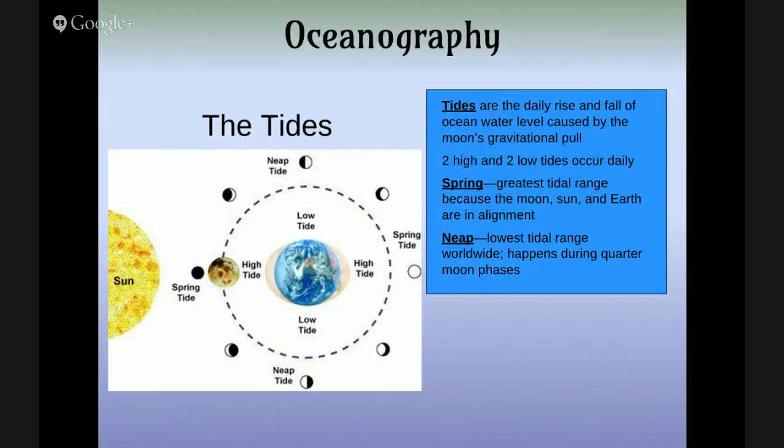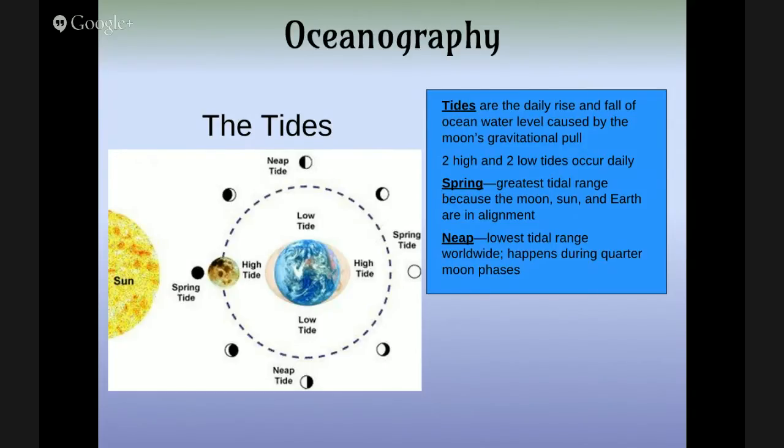We also have neap tides. Neap tides are the lowest tidal range. So in this case, the high tides are lower and the low tides are higher. One of the ways that we remembered this is we said spring, string, strong. So when the sun, moon, and earth are all in a line, then we know that we have a spring tide, and that can happen during a full moon or it can happen during a new moon. The neap tides happen during the first quarter and the third quarter.